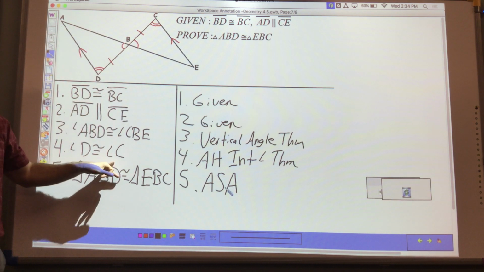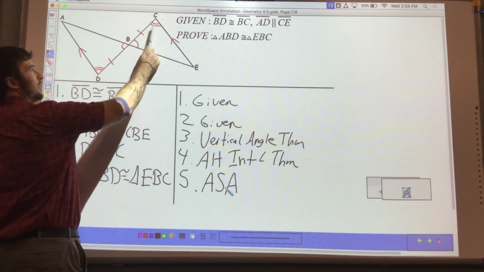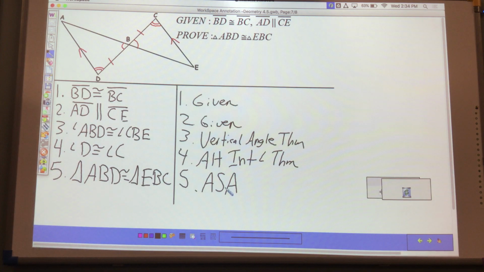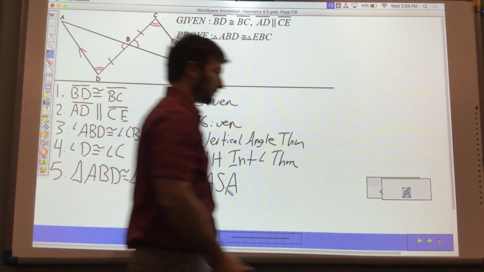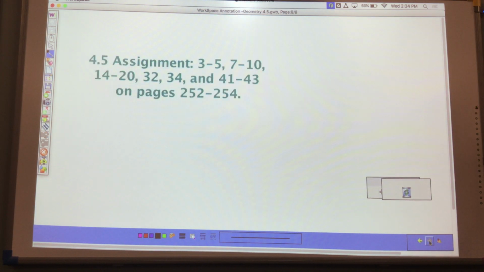Then we did D and C, and if you mark your diagram, it's pretty easy to see that you have angle side angle on both triangles. You're all capable of doing this. It's just a matter of how hard you're willing to try and the effort you're willing to put in.